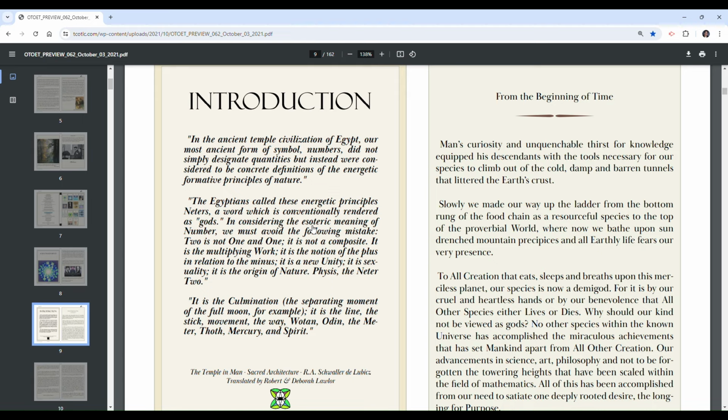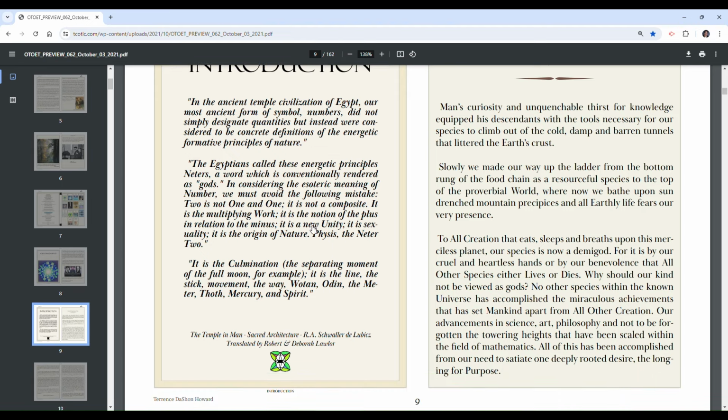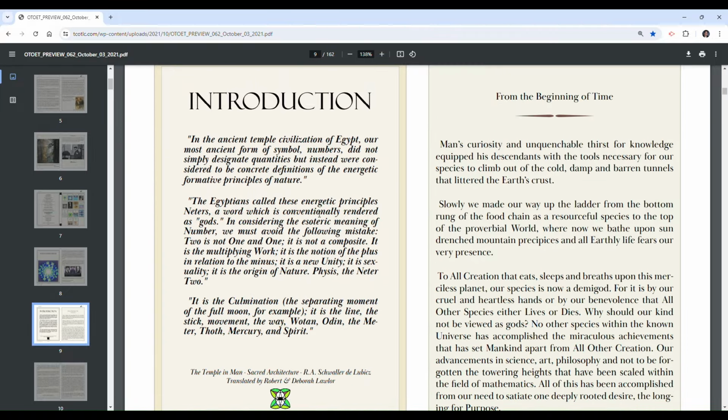He's got an introduction, which is already on the ninth page when he puts in something called "Introduction." So I don't know what the first eight pages were doing. They were not introducing you to the book, I guess. He has, "From the beginning of time, man's curiosity and unquenchable thirst for knowledge equipped his descendants with the tools necessary for our species to climb into the cold, damp, and barren tunnels that litter the Earth's crust." So he's literally going through the history of mankind, I think. Climb over at the ladder, yeah, bottom of the food chain.